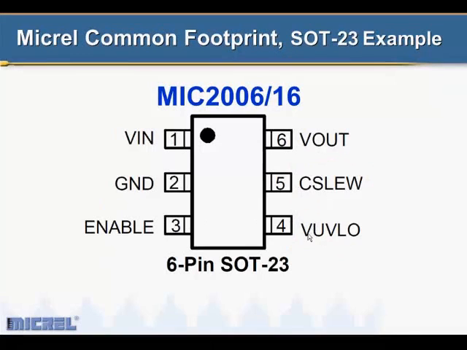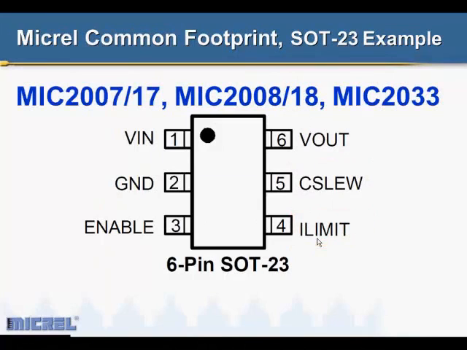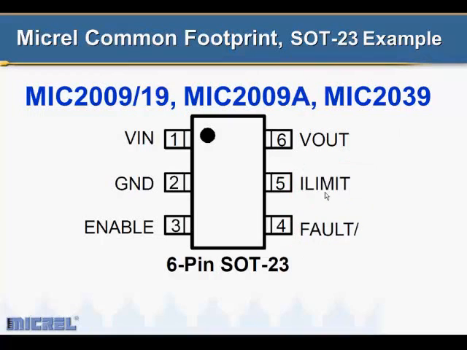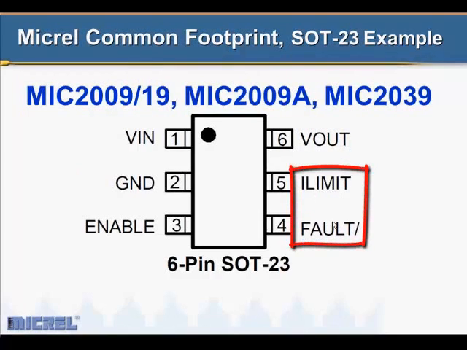Then going to the 2006, an undervoltage lockout pin is added. 2007, 8, and 2033 add a current limit pin. This allows you to hang a single resistor off the part and adjust current limit, while at the same time having a C-slew pin to adjust the slew rate, turning the part on. And the 2009 simply offers current limit and fault.